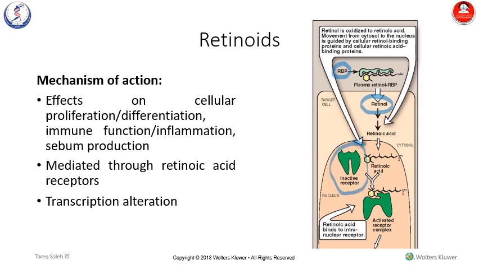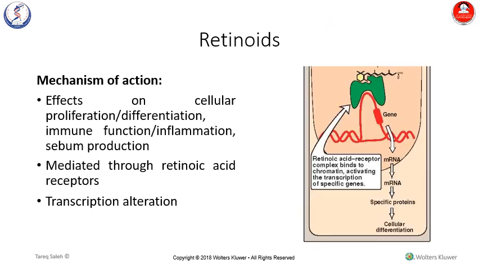Binding of retinoic acid to the inactive receptor results in the activation of the intranuclear retinoic acid receptor. So the activated retinoic acid receptor complex acts as a transcription factor that binds to chromatin and activates the transcription of several genes that are involved in the regulation of cellular differentiation and proliferation.